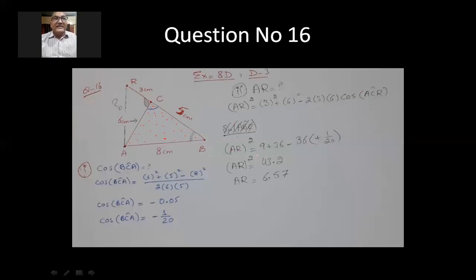Very technical thing. That is what you learned in your exercise 8A. So AR square will be equal to 43.2. So AR will be equal to 6.57. So I hope that you have understood this.